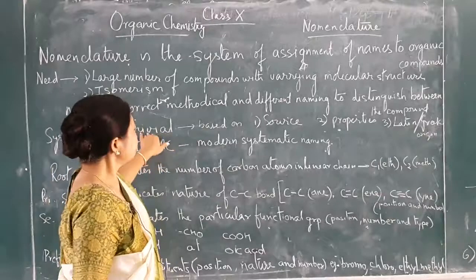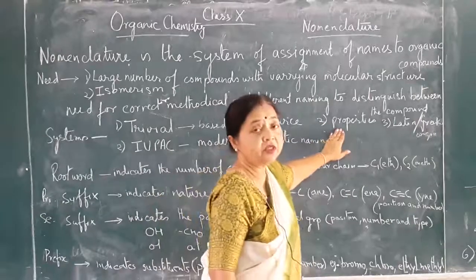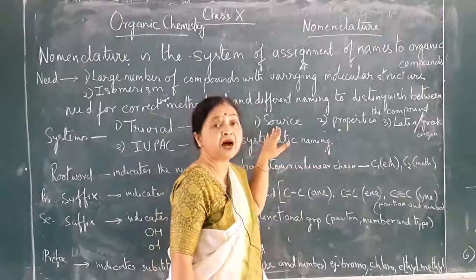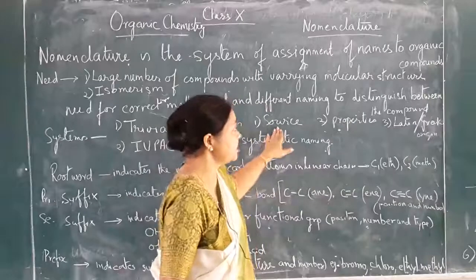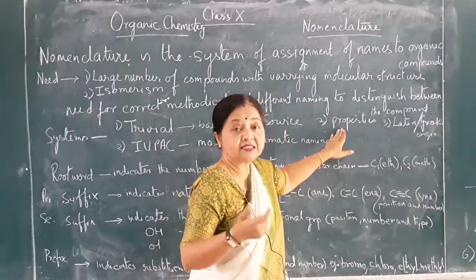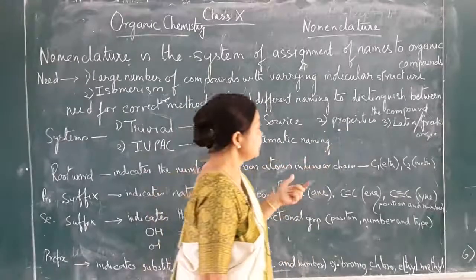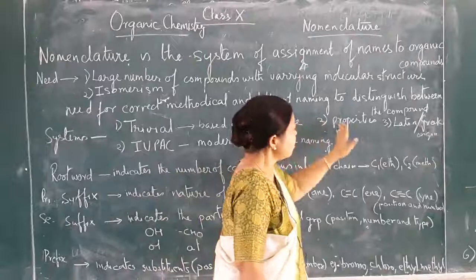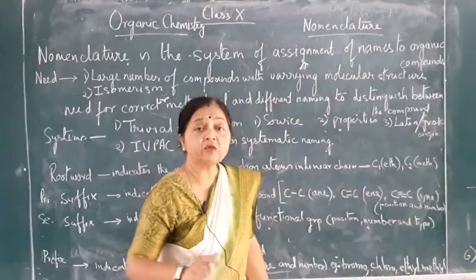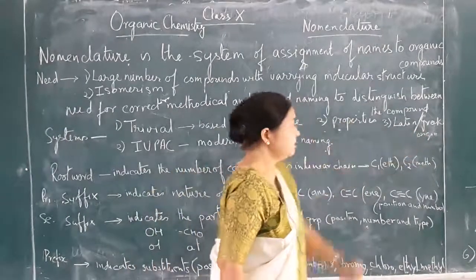The previous naming, that is the common naming system, is based only on the source, properties or the Latin names. Suppose marsh gas. Methane is called marsh gas. Why? Because the source is marshy areas. Methane is found in marshy areas. Then the properties. Suppose acetic acid. Acetic acid has a sour taste. So acetum means sour. That is why acetic acid. So these are the source, properties or the Latin or Greek name. Suppose formic acid. Formic acid is from Formosa, or red ants. So the source as well as the Latin name was used.